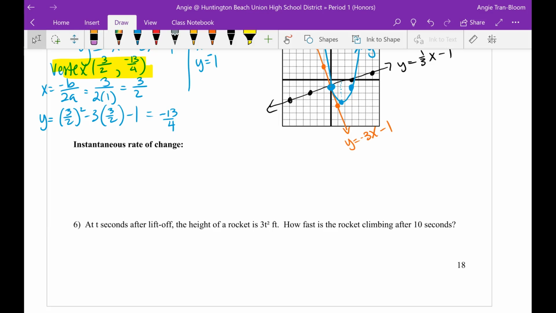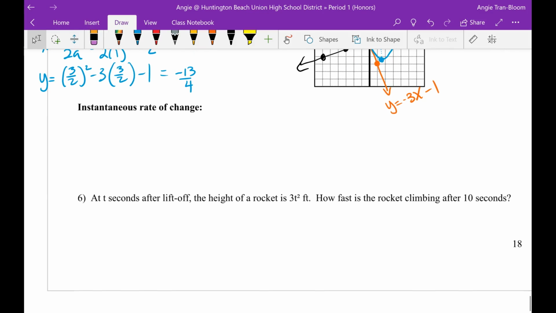Hey guys, okay, so this is a continuation of 2.4 notes again. We will start with the definition of instantaneous rate of change. So it's just exactly the way it sounds, right? Instantaneous just means in that instant, okay? It's the rate of change. So it's the rate of change in that instant.